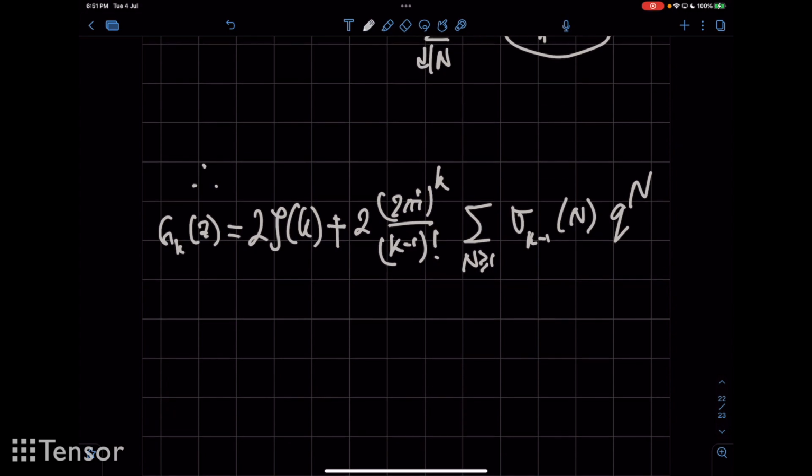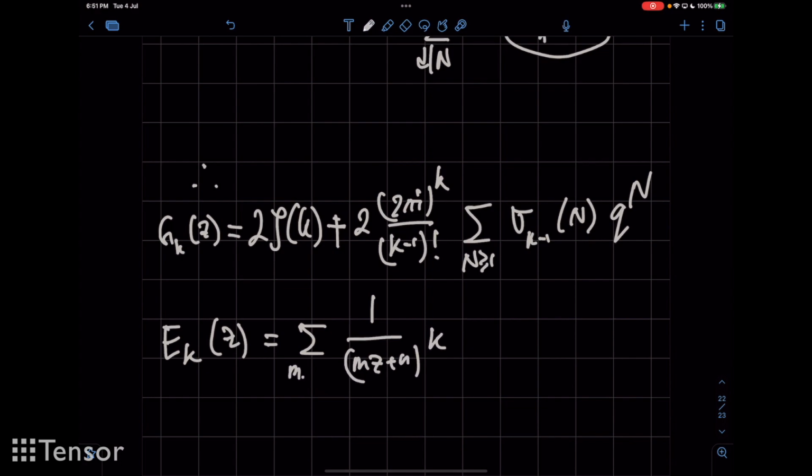So what was the formula for E_k, the normalized Eisenstein series? That was the summation of 1 over (mz + n)^k where m and n are coprime. And this is equal to what? 1 over 2 zeta of k times G_k.